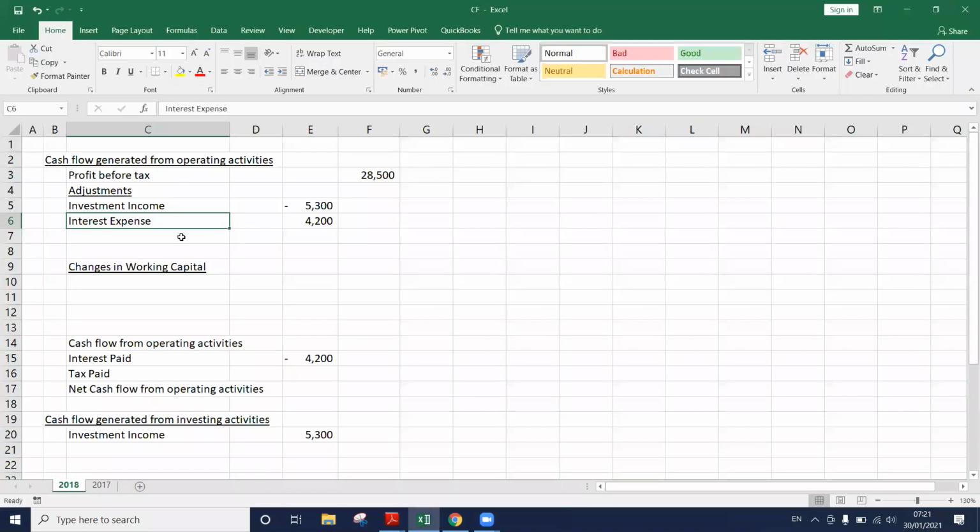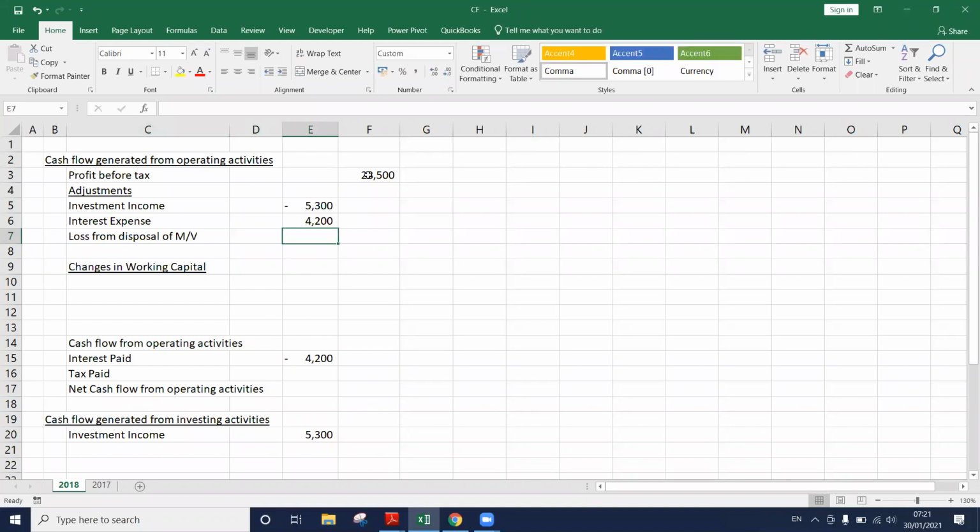So we need to adjust, right? Loss from disposal of motor vehicle 800. When calculating this 28,500, that 800 is already deducted. So we need to reverse it back. Therefore, we need to add, right? Loss from disposal.